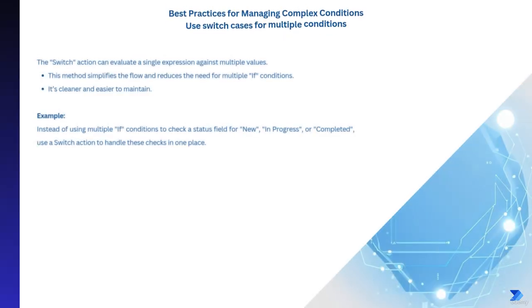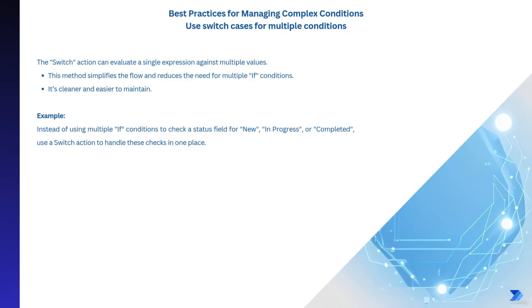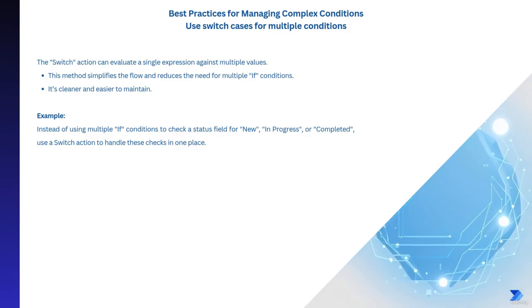Use switch cases for multiple conditions. Power Automate provides a switch action, which allows you to evaluate a single expression against multiple possible values. This method can replace multiple if conditions, making the flow more organized and less prone to error. Example: if you need to check a status field for values like new, in progress, or completed, a switch action would be much cleaner and easier to maintain than multiple if conditions.